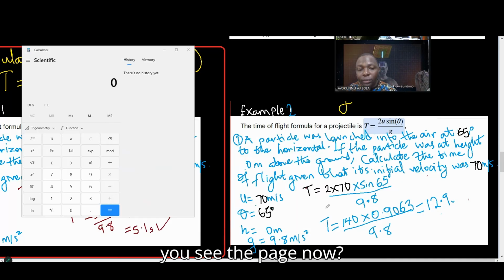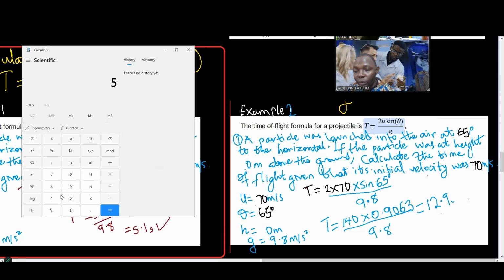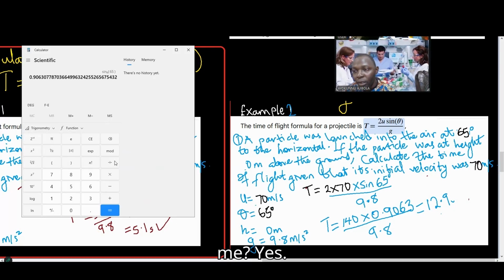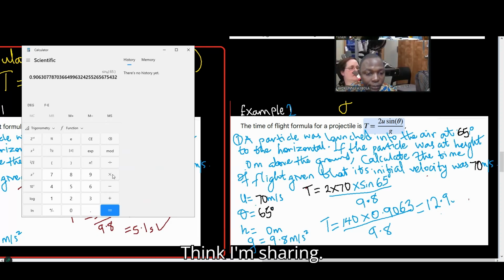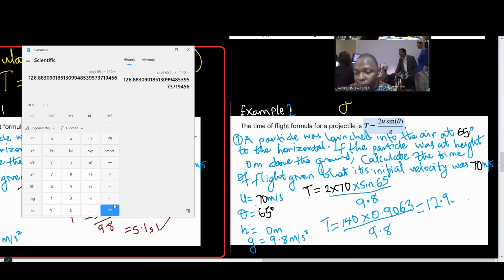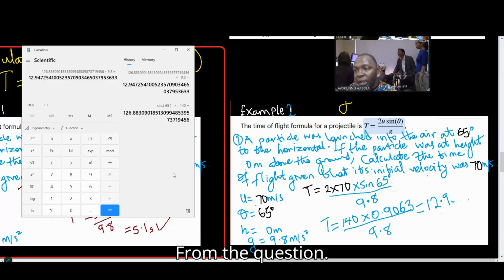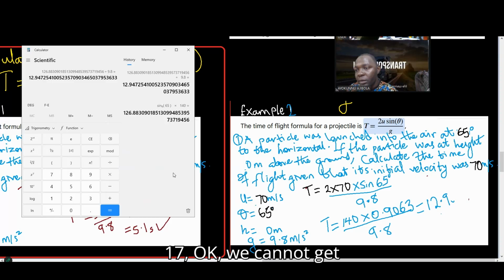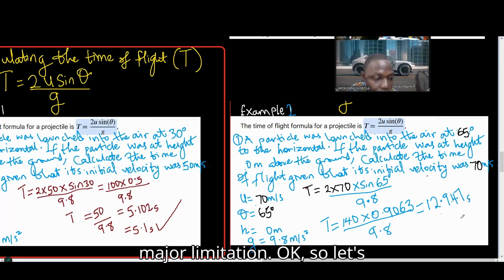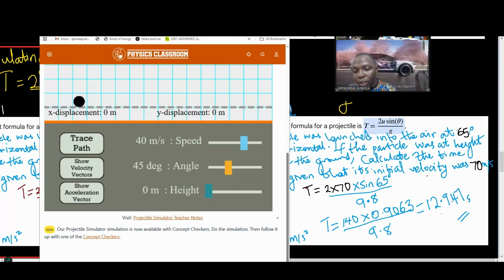Okay, my calculator. So sine 65, then times 140, then divided by 9.8, right? Yes, sir. So that gives 12.947. Okay. Now let's go to the practical page and try it.